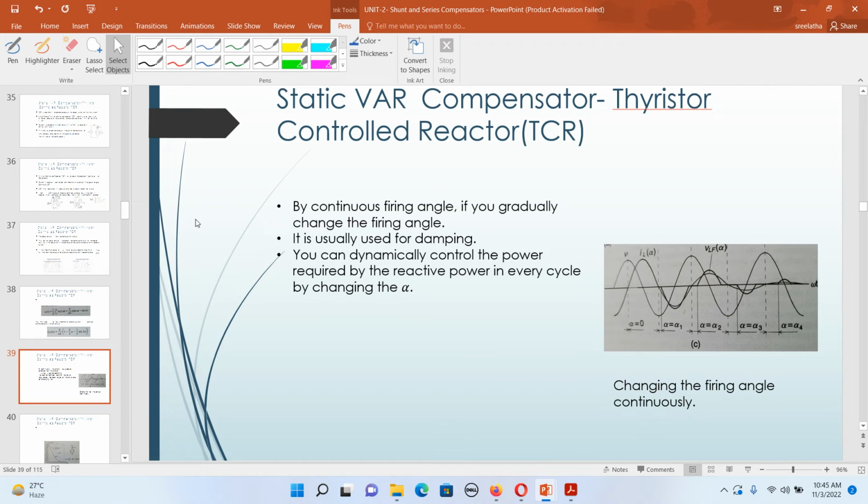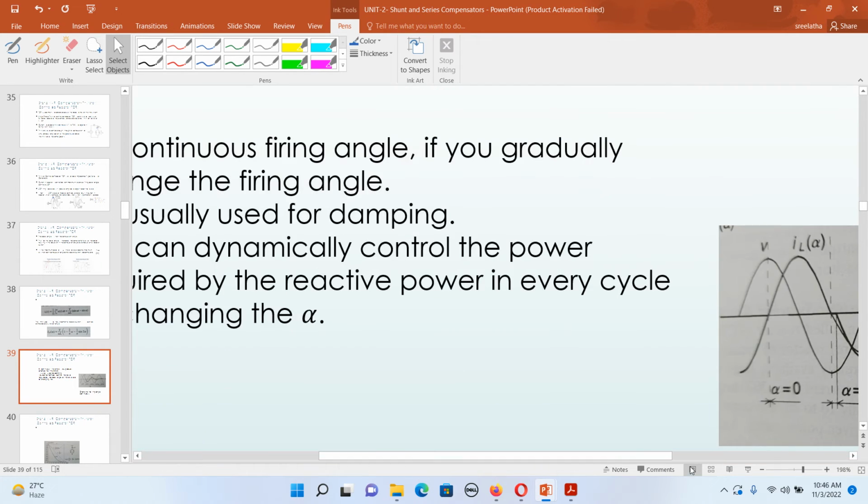What happens? By continuously changing alpha, the firing angle, you gradually change the firing angle. What does it do? It is usually used for damping oscillations, meaning if there are any oscillations at that point of time, instead of a fixed alpha, they continuously vary the alpha. You can dynamically control the reactive power required in each half cycle. So in each half cycle, we make it bigger.